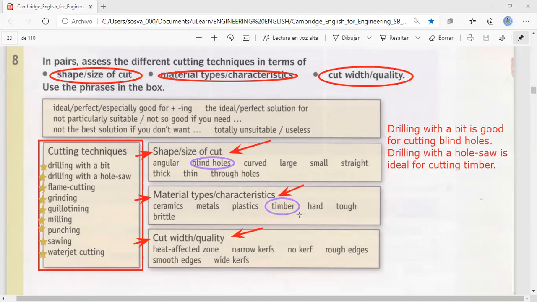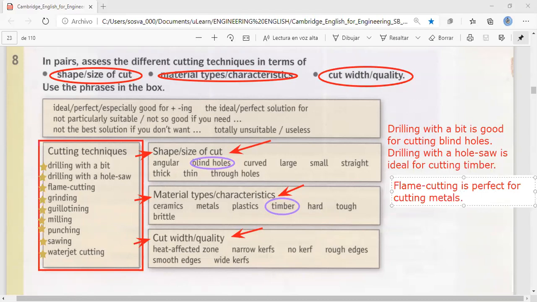So that's what you are going to do. You're going to assess the different cutting techniques. You can decide which to use if you want to talk about shape. For example, number 3 is flame cutting. Flame cutting is used for cutting metals. That's a great description, actually. So you can write in your notebook, flame cutting is, let's use a beautiful vocabulary, perfect for cutting metals.